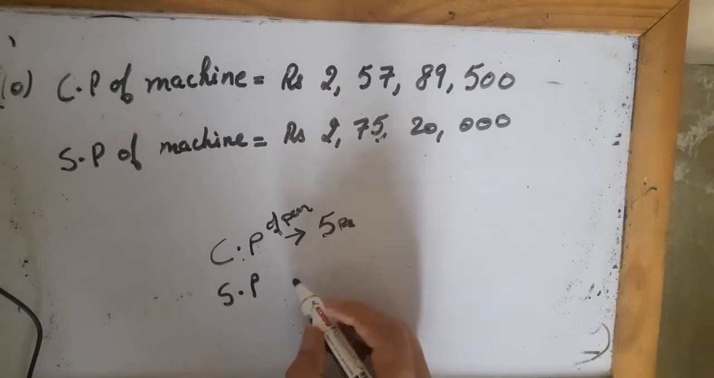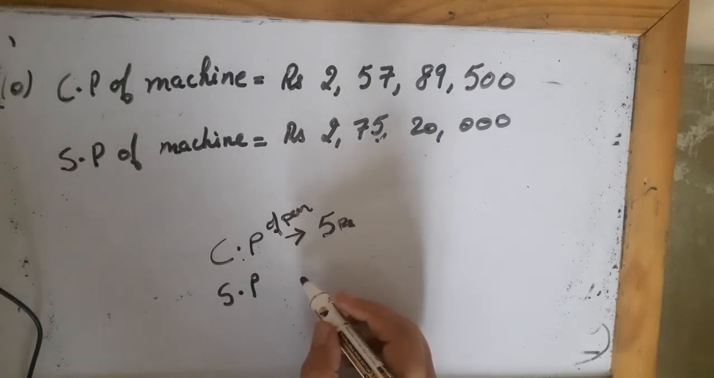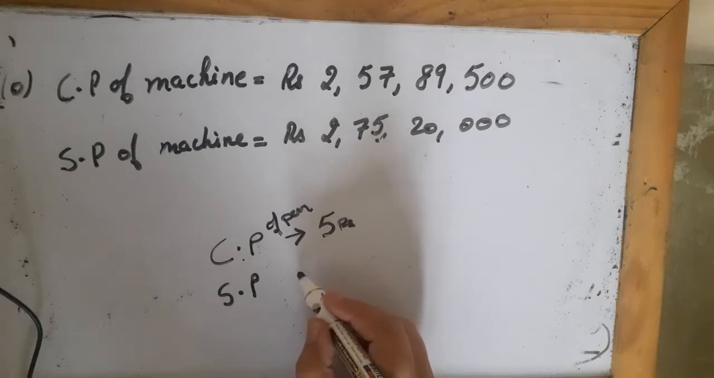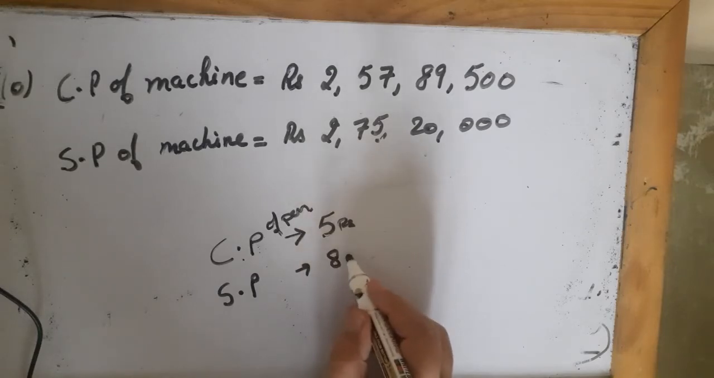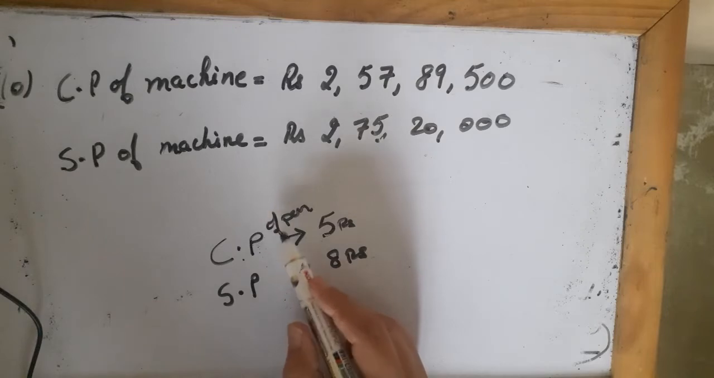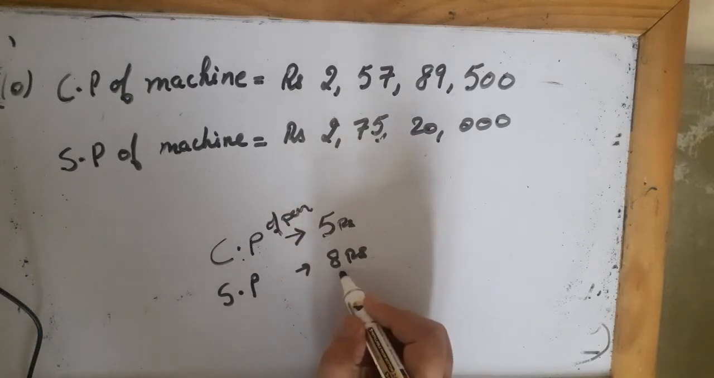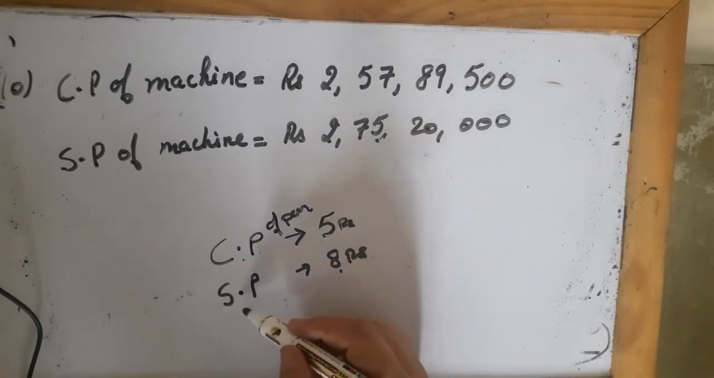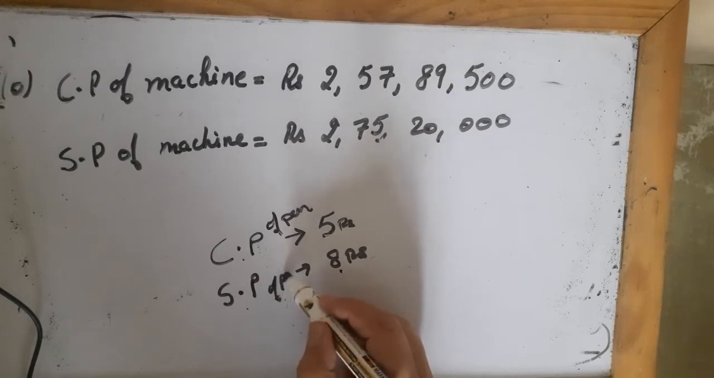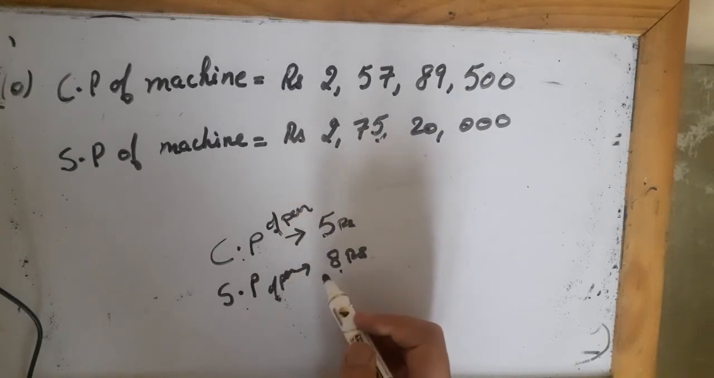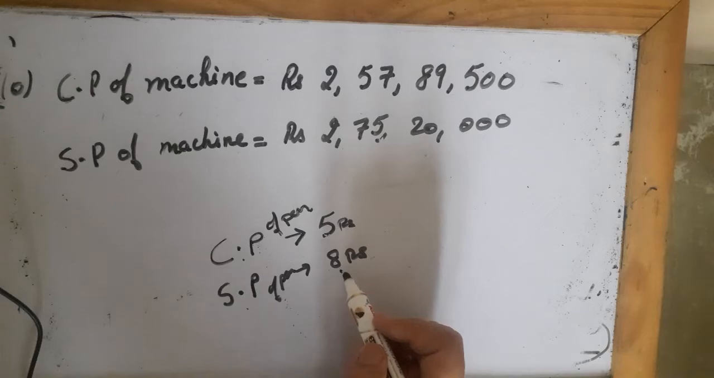And then I come home and my friend likes it very much and he gives me 8 rupees for that pen. So I sell that pen to my friend for 8 rupees. So that is the selling price of the pen. So what I did, I bought the pen for 5 rupees, but I sold it to my friend for 8 rupees.